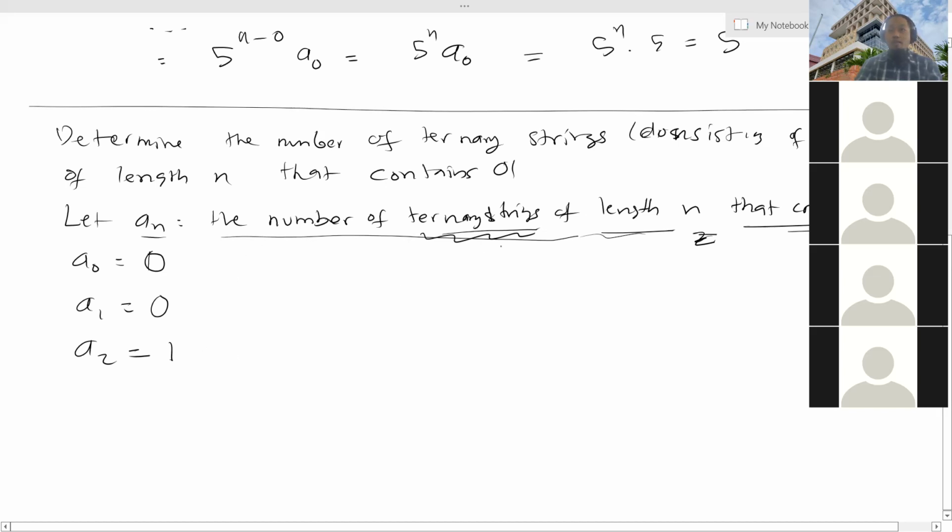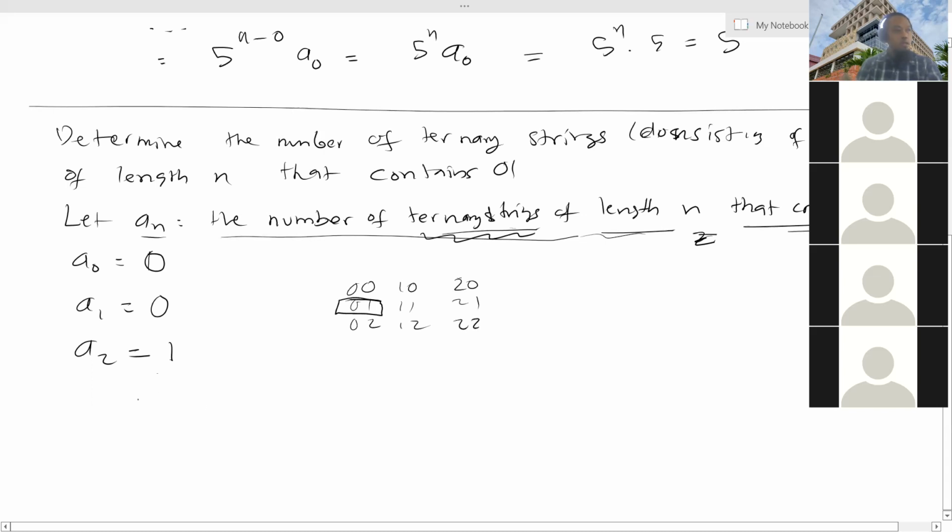So for example, ternary strings of length 2 are 00, 01, 02, 10, 11, 12, and then 20, 21, and 22. Out of these 9, only this one meets the criteria, right? So that's why A2 is 1. Now let's generalize this.